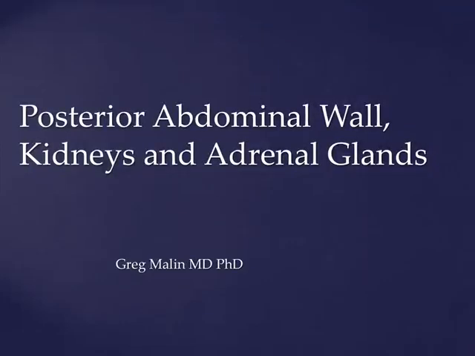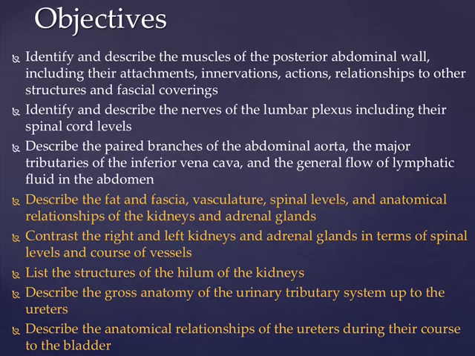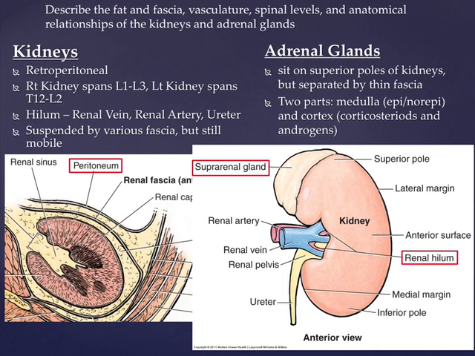Alright, this is the third in a series of recordings for the posterior abdominal wall, and in this one we're going to be focusing on the kidneys and the adrenal glands themselves. So these are the objectives in orange that we're going to be covering. First we'll start off with some key anatomy of the kidneys and the adrenal glands, starting with the kidneys.